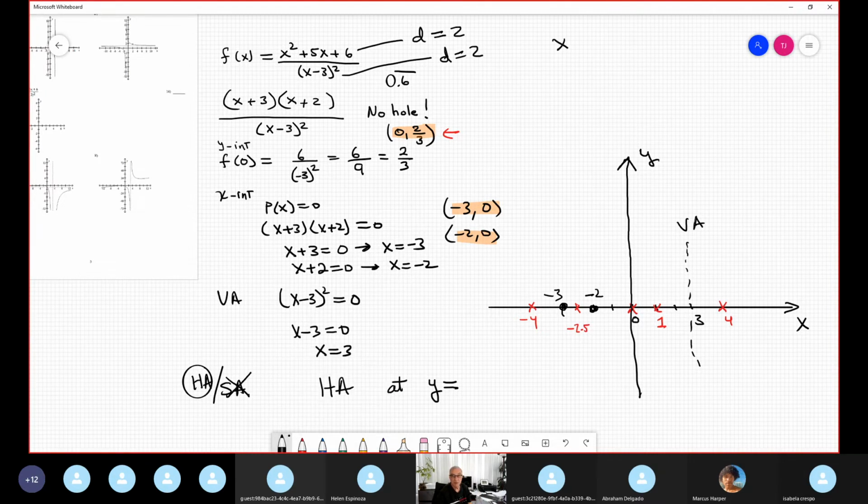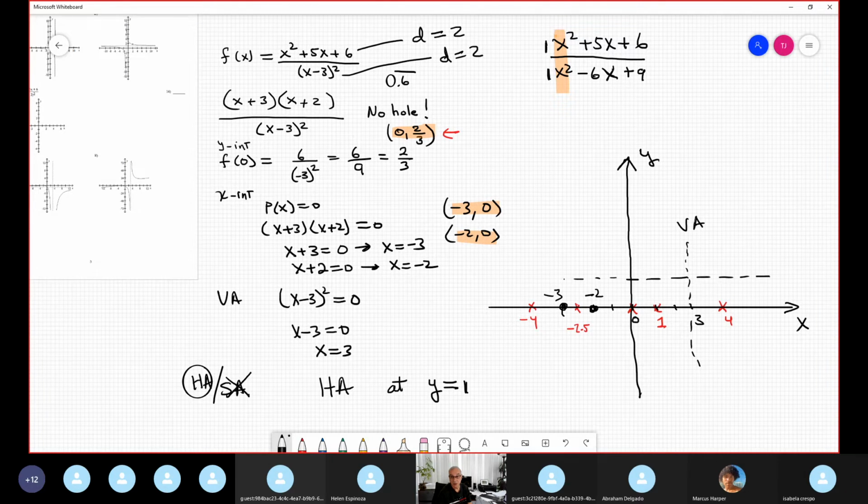Look, x squared plus 5x plus 6 over... If you expand this, it's x squared minus 6x plus 9. So I foiled x minus 3 times itself, no? And you see this part. This part is the important part, the dominant. And the coefficient here is 1, and the coefficient here is also 1. And y equal 1 represents our horizontal asymptote.